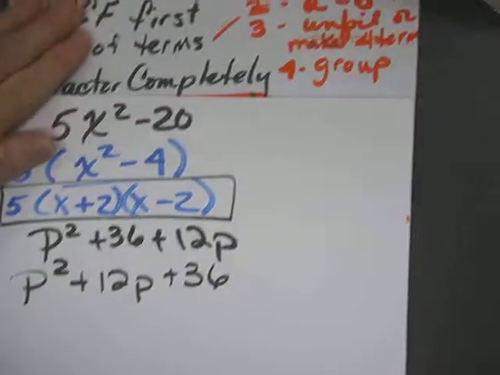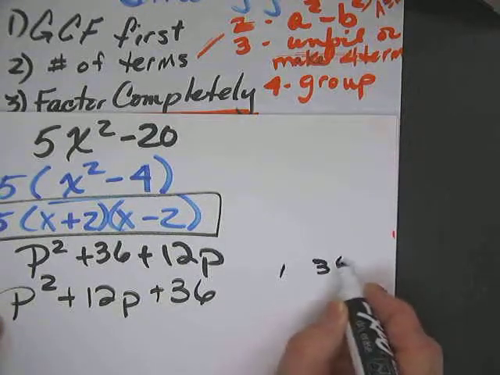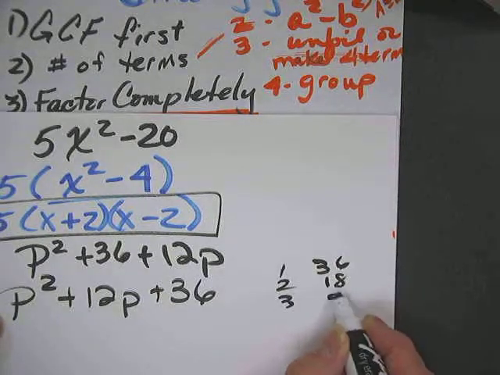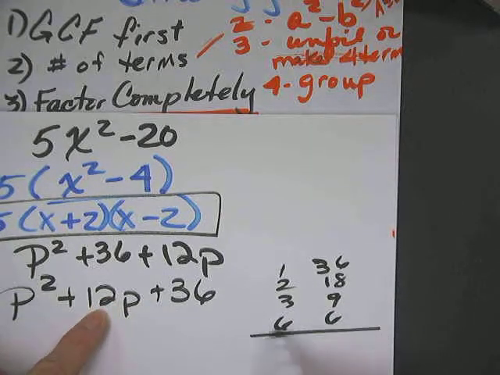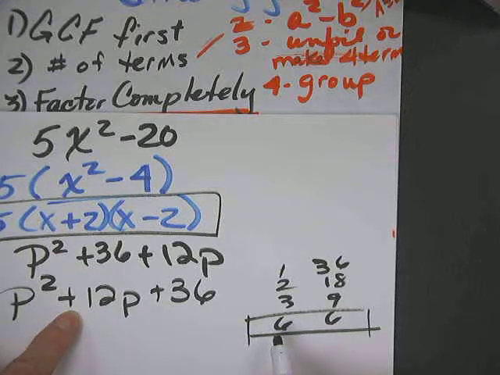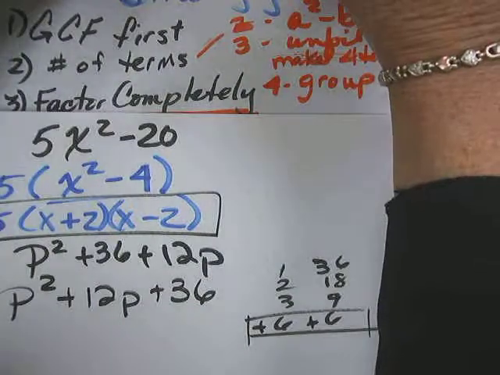So put plus 12p and plus 36. What are we going to do with it? Three terms, so we'll be trying to unfoil it, right? 36: 2 times 18, 3 times 9, 6 times 6. So they add up to 12, right? 6s. They would be positives or negatives? Positives.